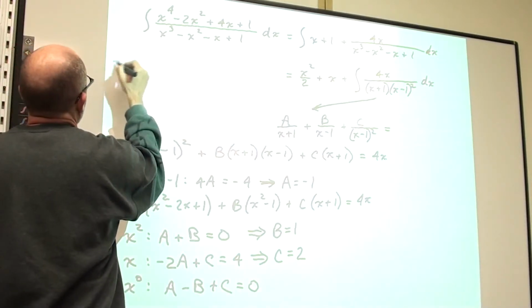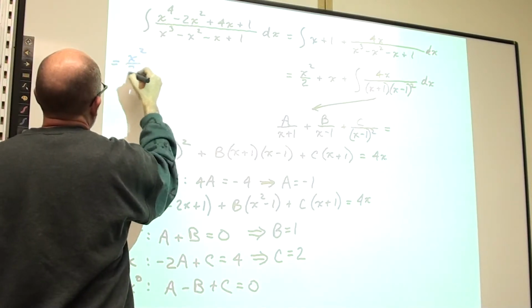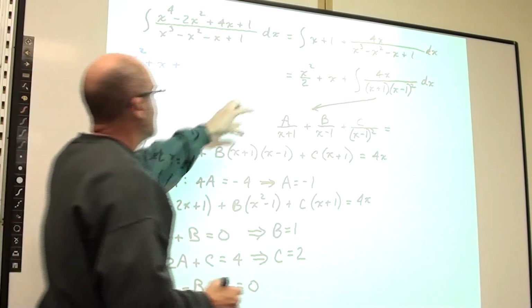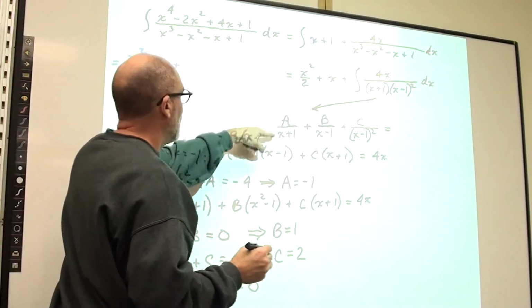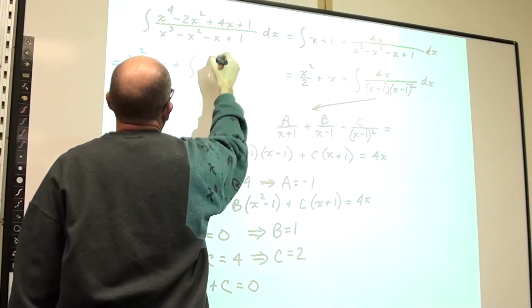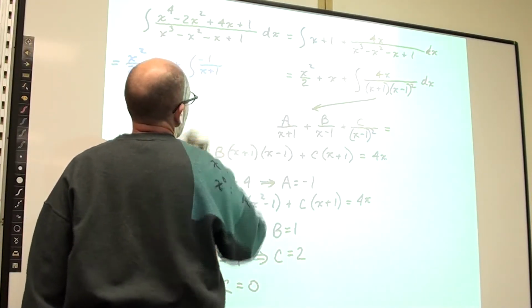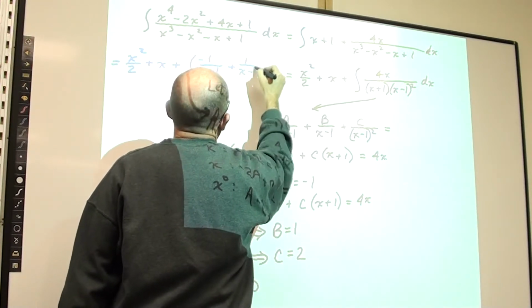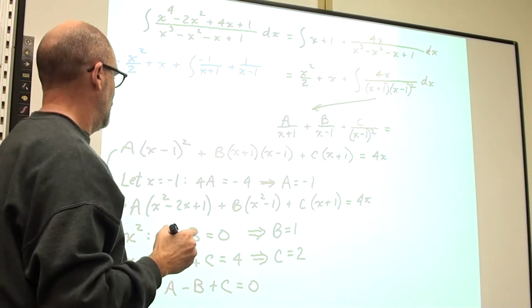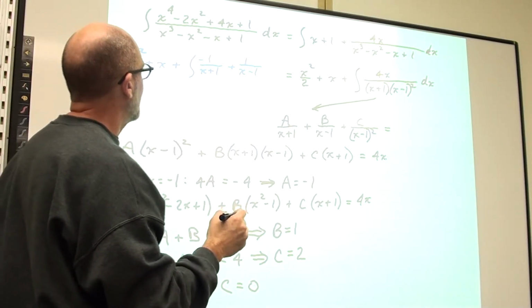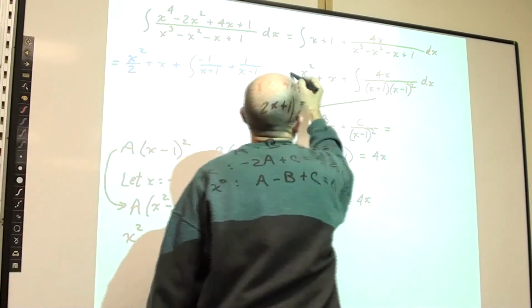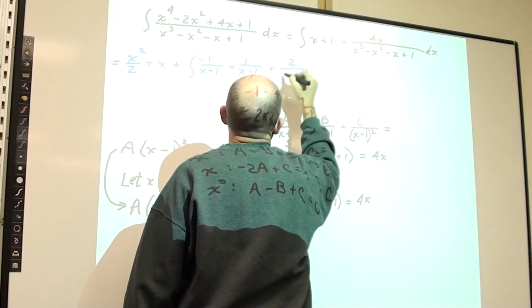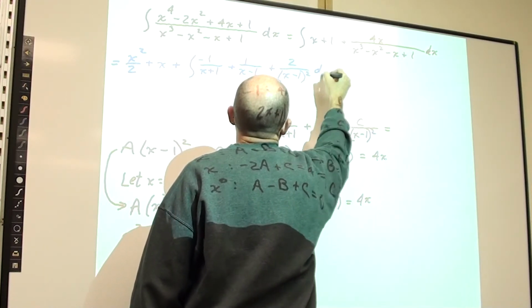The entire integral is going to equal x squared over 2 plus x plus the integral of negative 1 over x plus 1 plus 1 over x minus 1 plus 2 over x minus 1 quantity squared dx.